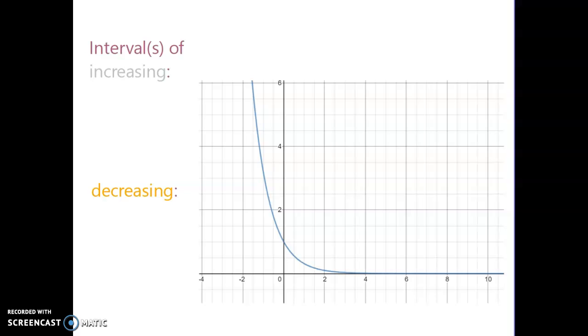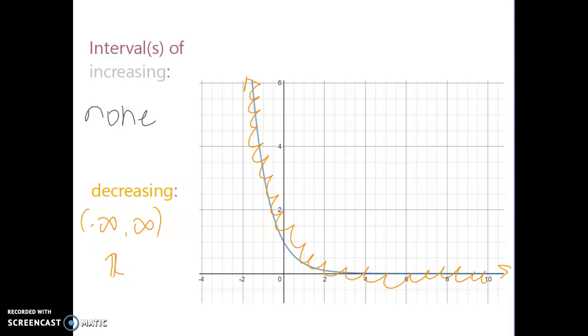Okay, how about increasing and decreasing? So increasing means going up, decreasing means going down. And as I read this one from left to right, at no point is it going up. Do you see that it's constantly going down? So when I color this one, I'll put my arrows on there, and I'm going to color it orange because it is constantly going down. At no point is it going up. So when I write my answers, for increasing, I'm going to write none. And for decreasing, I'm going to write all real numbers, negative infinity to positive infinity. Okay, so that part changes.